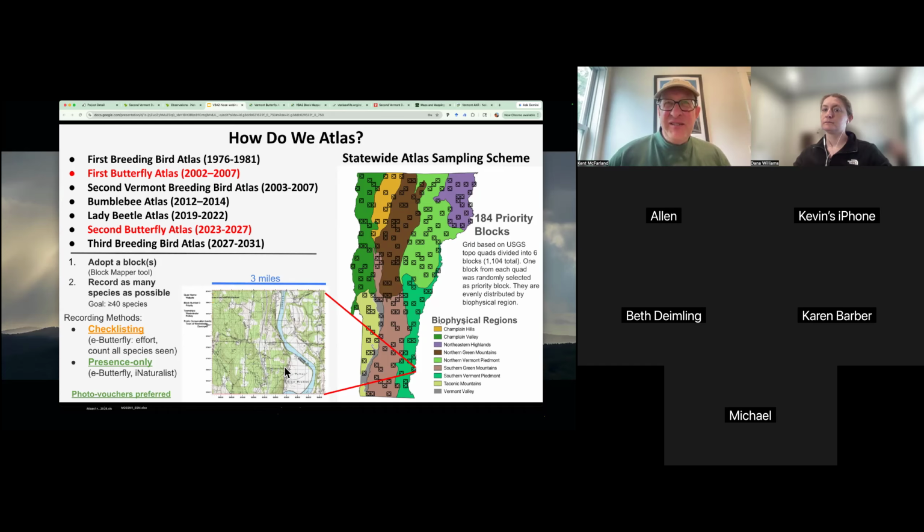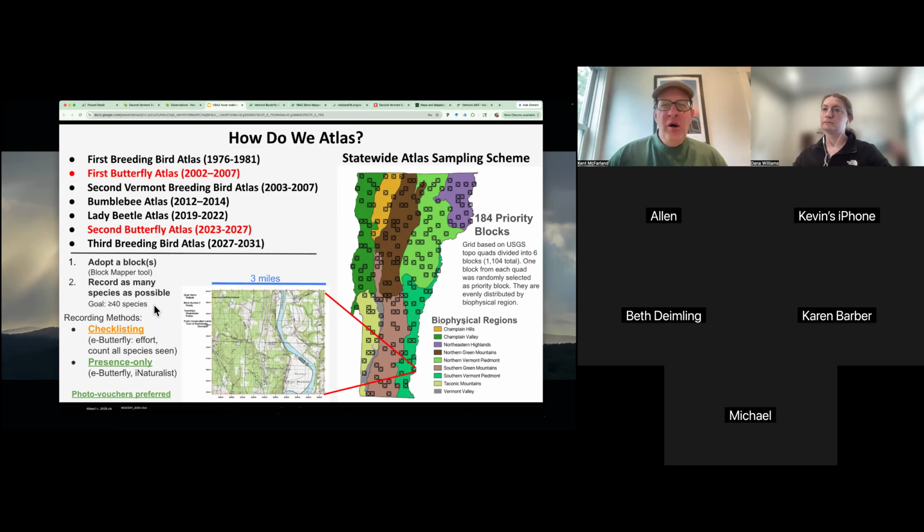It feels like it's not a big area until you start trying to find all the butterflies in it, going all over the place. It's a pretty big area. So you adopt it. And now, if you adopt it early, you have a lot of time to get the block done. And so we're trying to say, record as many butterflies as we can on this block.